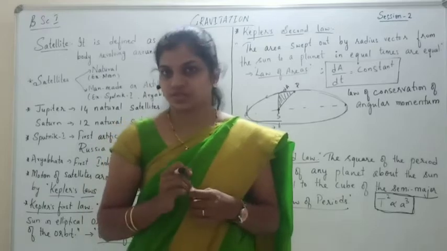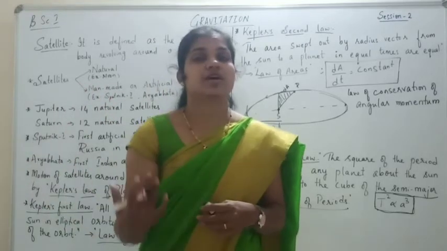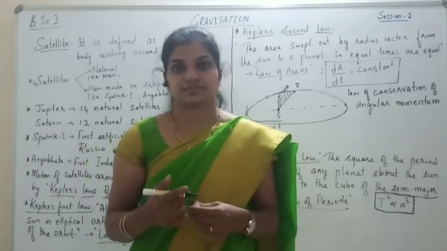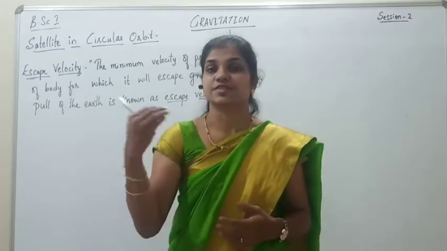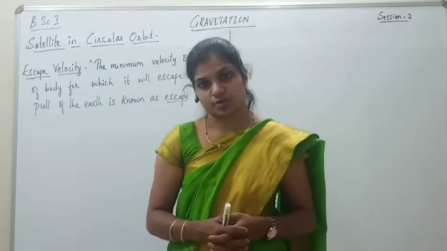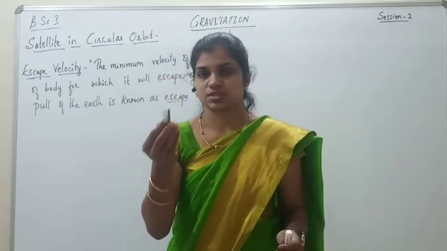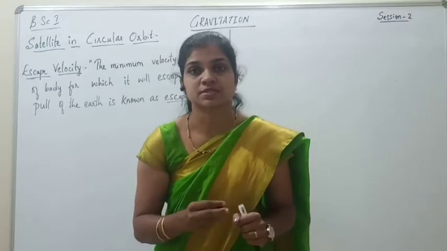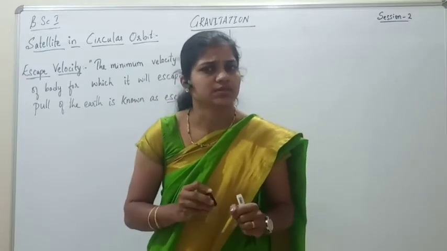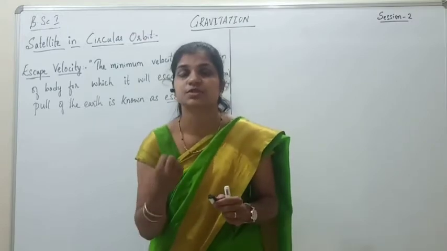Now moving on to how these satellites move around the planet. Let's see how the satellite is revolving in a circular orbit. Suppose I throw this object above, what happens? The cap comes down. Why does the cap come down? The cap comes down because of the gravitational pull of the Earth.